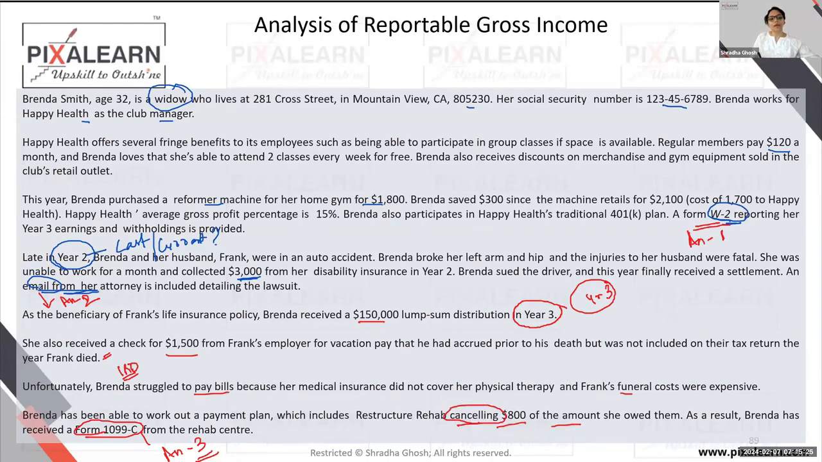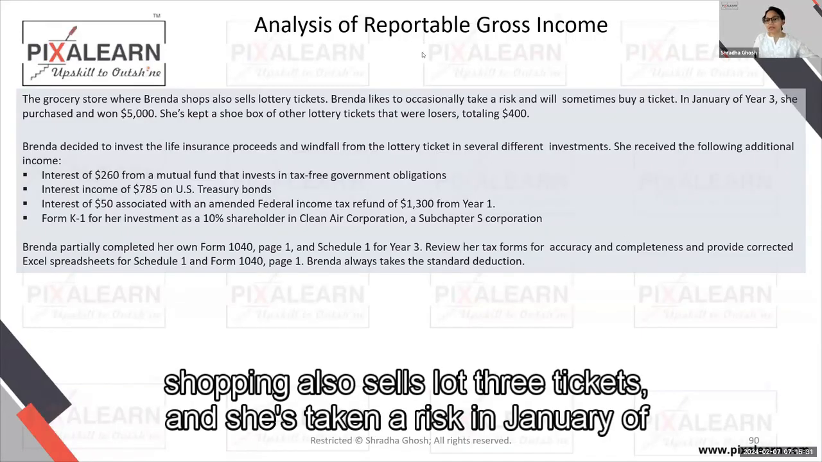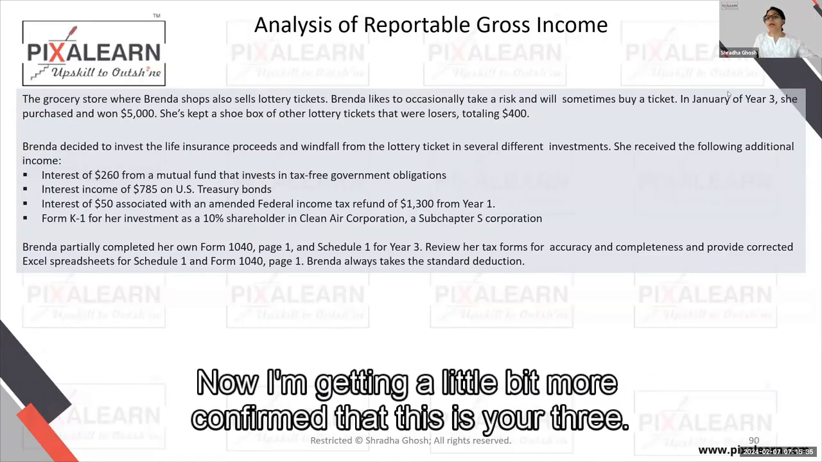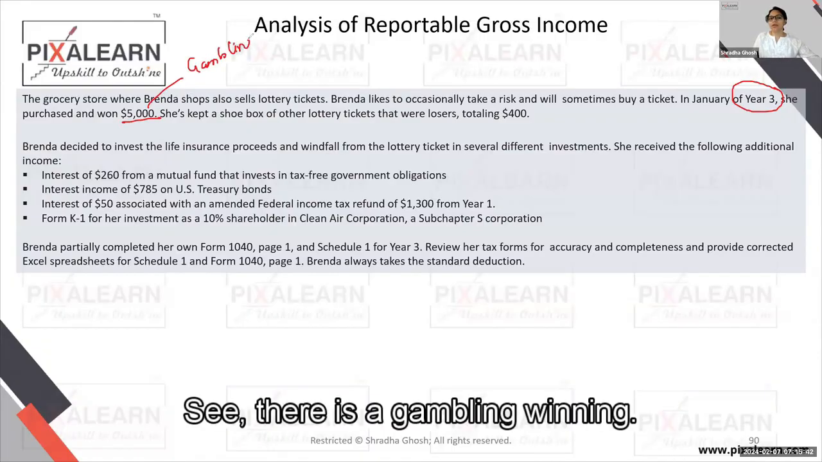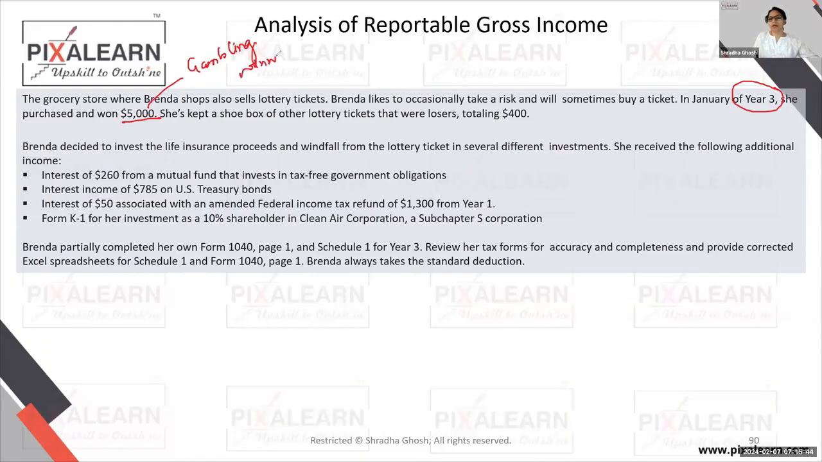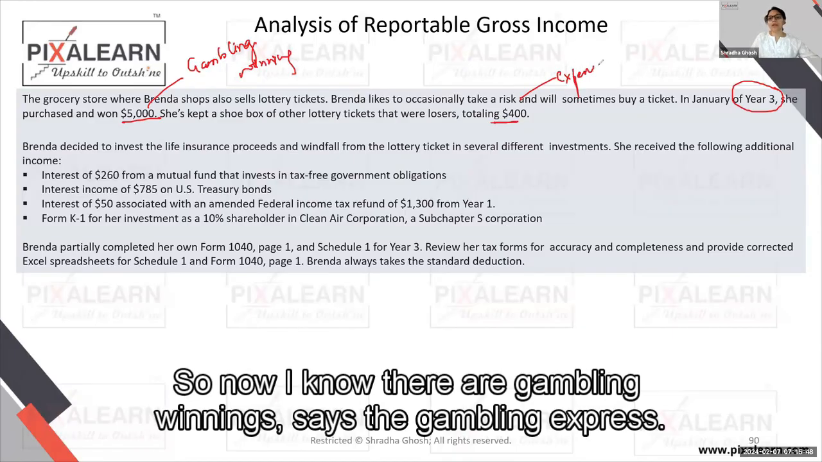Then I go to the next one and I say, okay, the grocery store where she's shopping also sells lottery tickets and she's taken a risk in January of year 3. Now I'm getting a little bit more confirmed that this is year 3. She won. So there is a gambling winning, guys. And there are some gambling expenses. So now I know there are gambling winnings, there's a gambling expense.